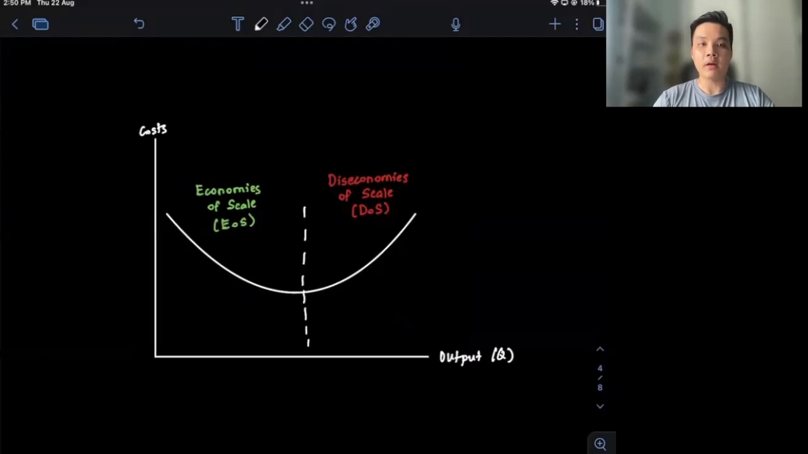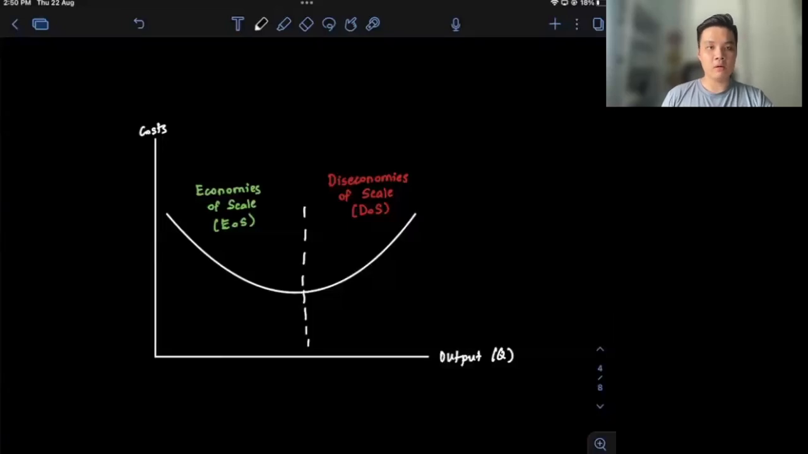Now, in the long run, all of the factors of production are variable and therefore they can be changed. So this means that the long-run cost of production is the cost per unit of output when all factors of production are changed. And this is how the long-run average cost curve looks like.